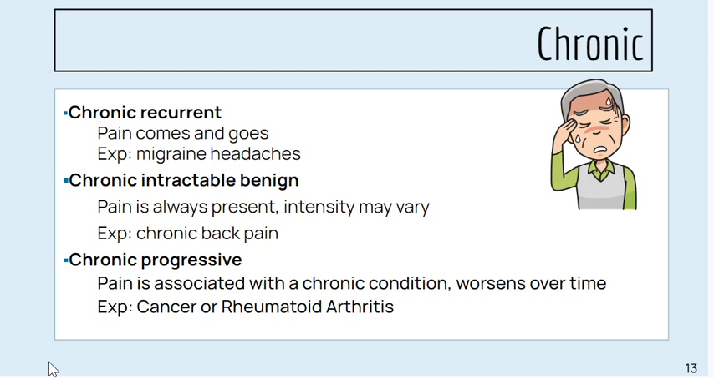And then there's chronic progressive pain. This pain is related to some sort of condition that worsens over time. Some examples of this are cancer, as the cancer spreads within our body or a tumor grows, as well as arthritis, as that inflammation throughout our body or our joints gets worse, that progression of the discomfort will continue.